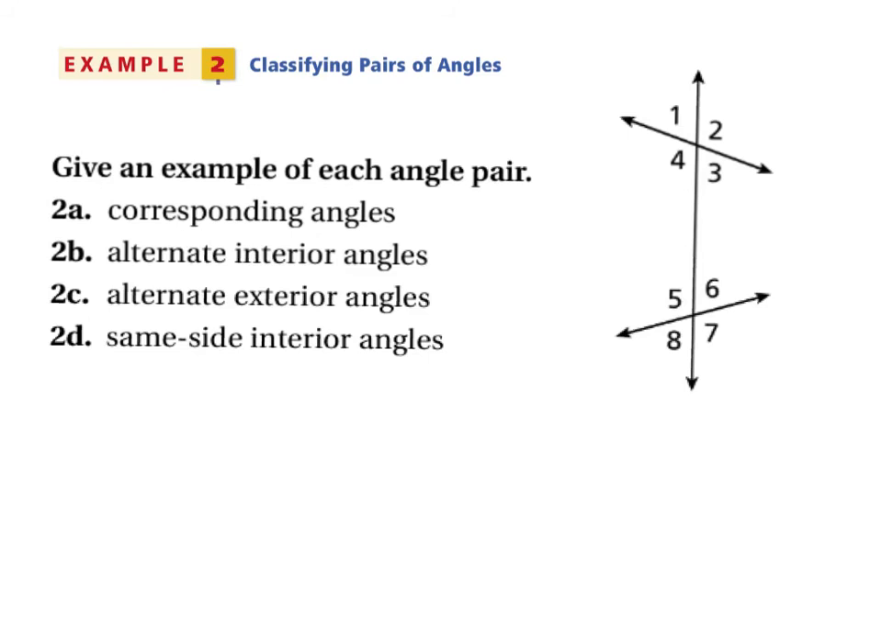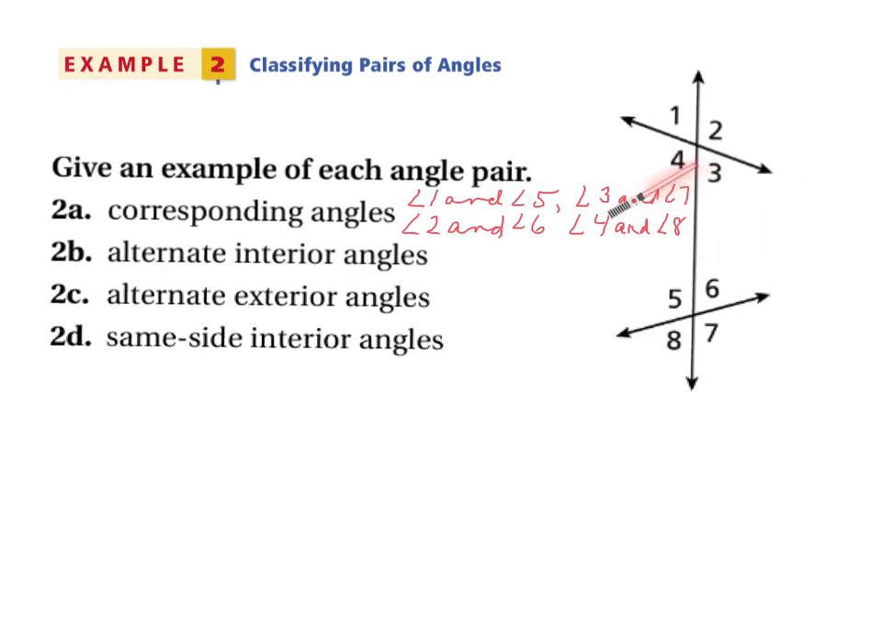One set of corresponding angles would be angle 1 and angle 5. The next one, angle 2, and which angle would go with angle 2? Angle 6. Angle 3 and angle 7, and angle 4 and angle 8.